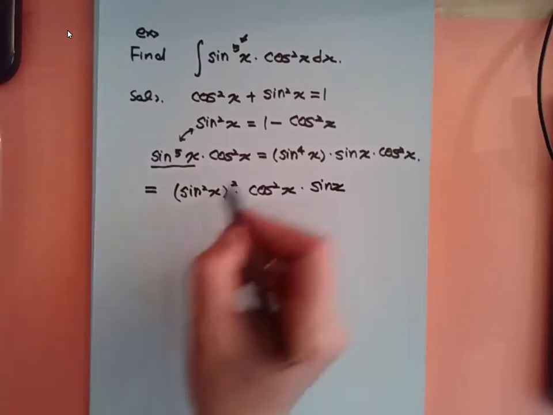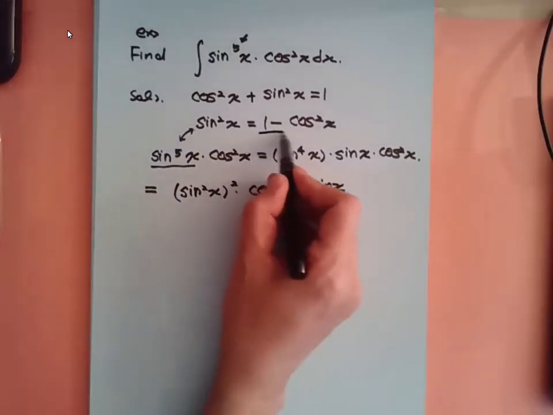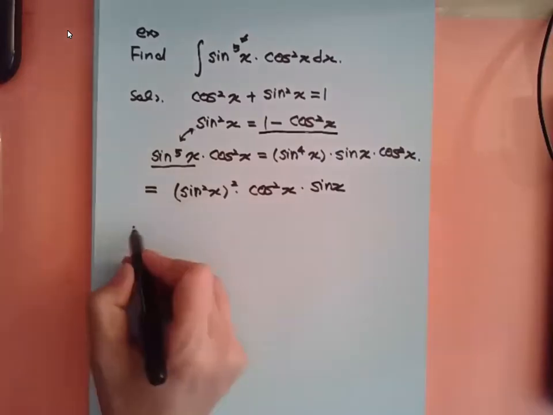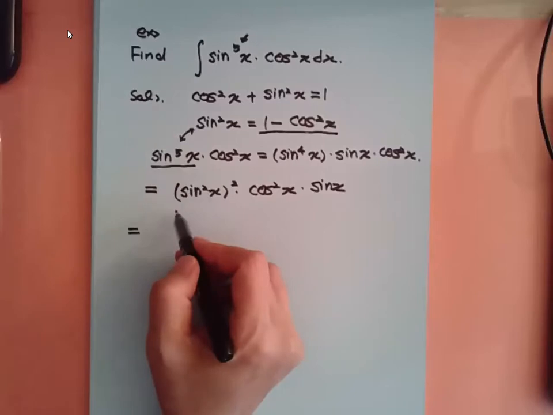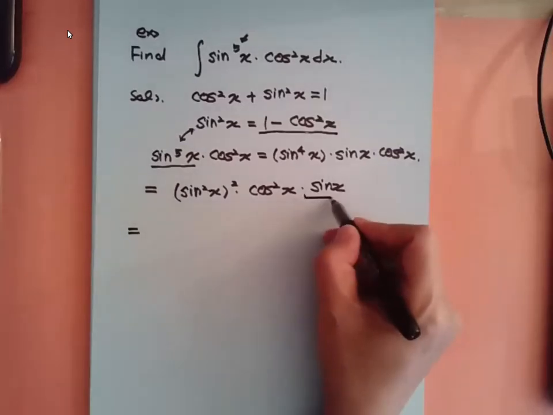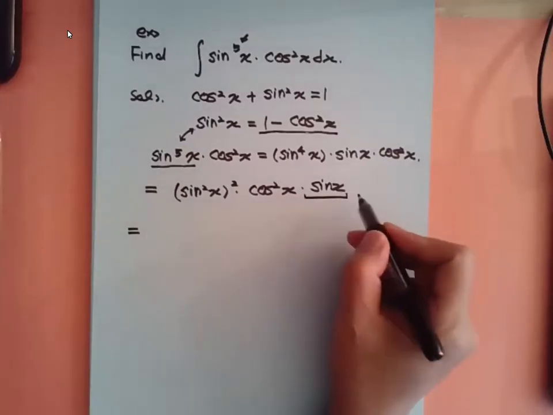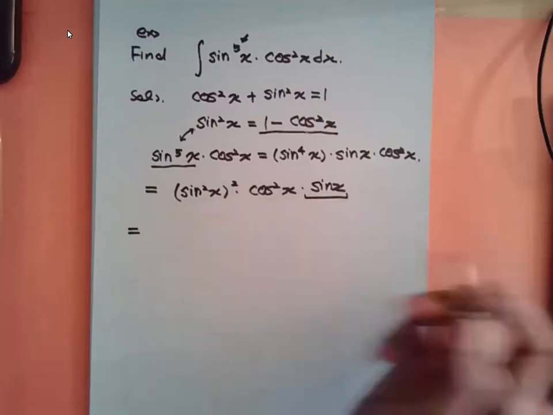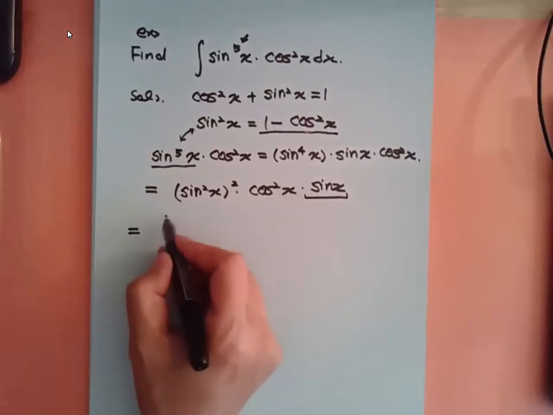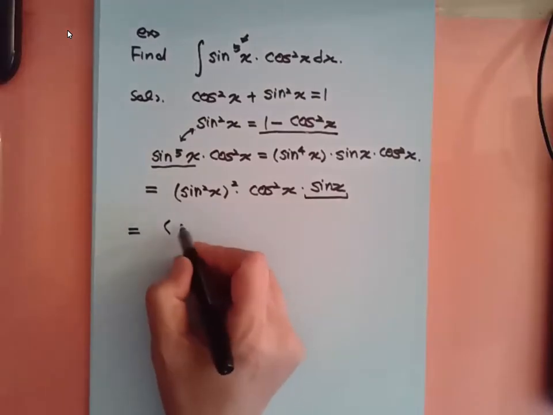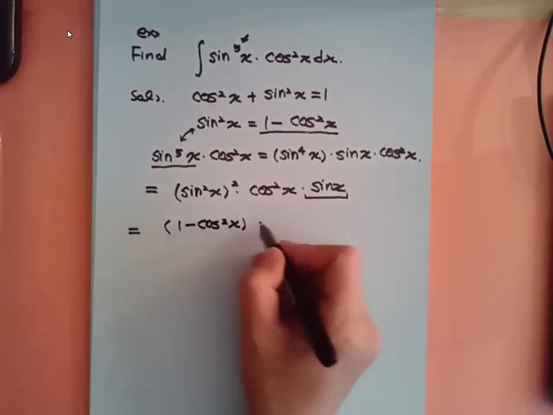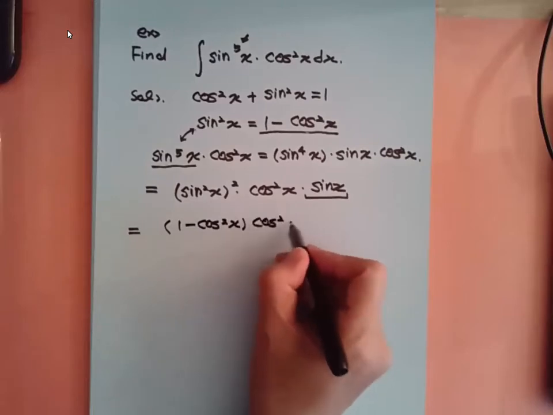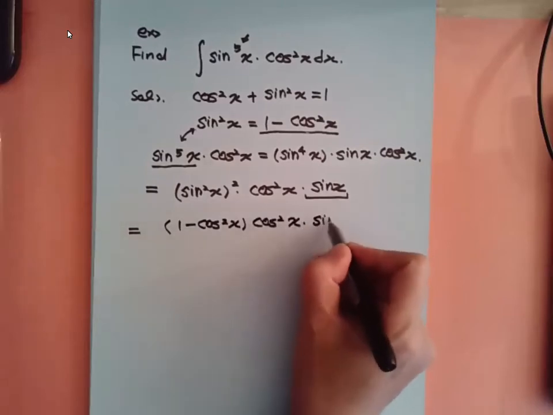And then we put this one instead. Then this part can be converted into cosine related things, and we have only sine x. So if we put u equals cosine, then du will be sine x dx, right? So we can use the substitution method. So sine squared x is 1 minus cosine squared x, squared, times cosine squared x times sine of x.